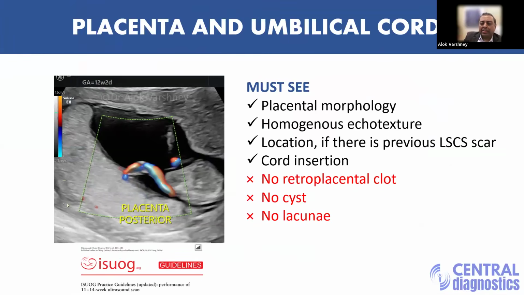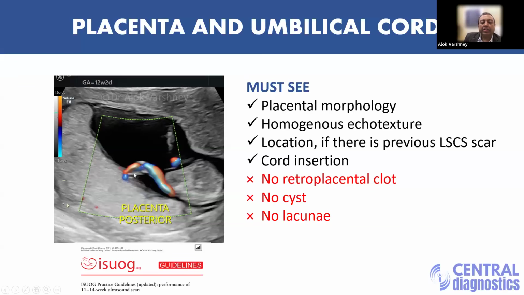Then we assess the uterine environment, the fetal environment. For that, we need to assess the placenta. We need to see the placental morphology. It should be of homogeneous echotexture. If there's a history of previous LSCS scar, then we need to see whether it is on the anterior wall or on the posterior wall, or is it covering the internal os, in the lower segment or not. Because if it is in the lower segment along the anterior wall, there's a high risk of placenta accreta spectrum.